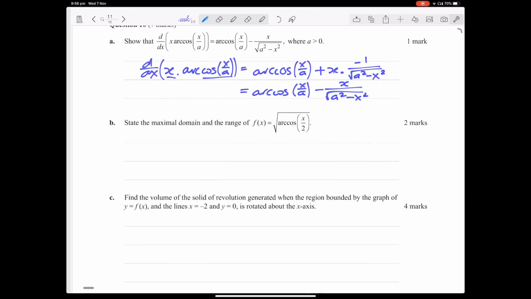State the maximal domain and range of this thing. So our cos inverse is between -1 and +1 because it's been dilated factor 2 from the y-axis. Our domain is going to be x as an element of -2 to 2, and our range is usually, for arc cos, 0 to pi, but because it's square rooted, our range is going to be from 0 to root pi.